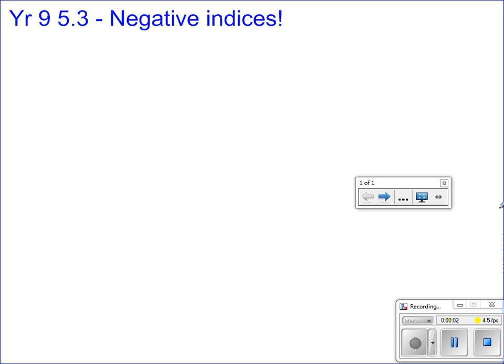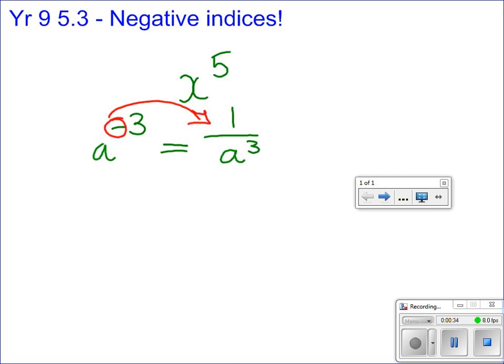So what we're going to do today is look at negative indexes. In the past, all we've seen so far is the positive ones, like x to the power of 5. Now, a negative index is actually a little bit weirder. Say, for example, we had a to the power of negative 3. The negative just means the power is on the bottom. So we've got 1 over a to the power of 3. All I've done is this negative means I've got to do 1 over.